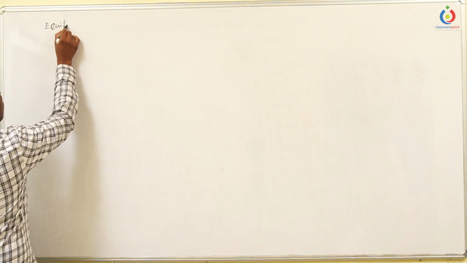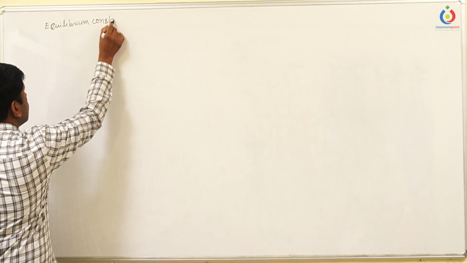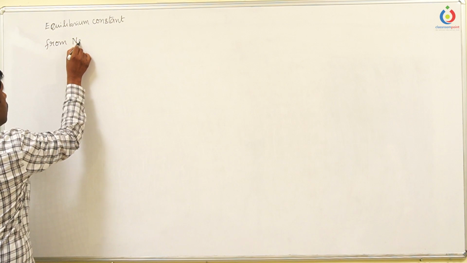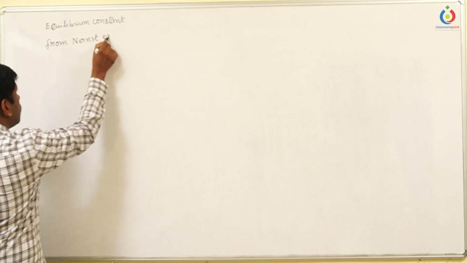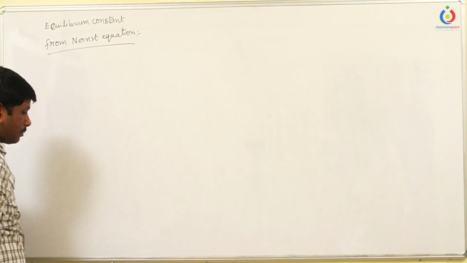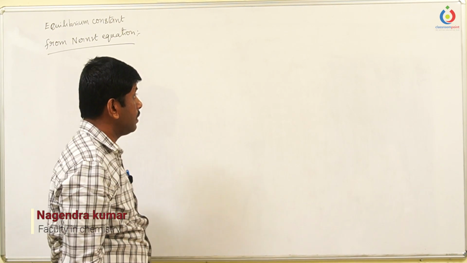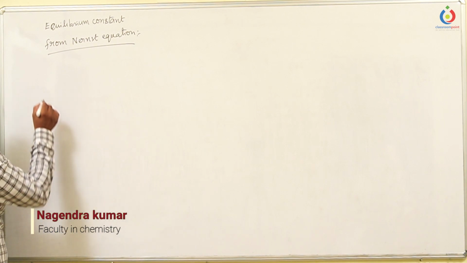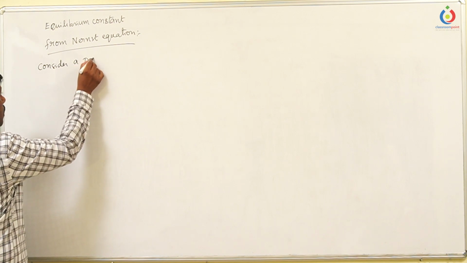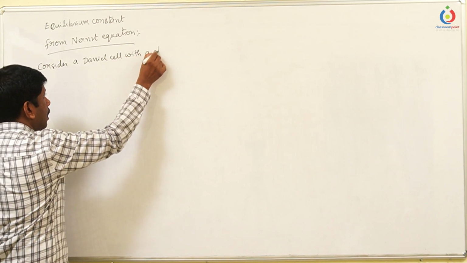Let us try to see now equilibrium constant from the Nernst equation. So here, while getting the equilibrium constant using the Nernst equation, there is a condition that we consider a Daniell cell with a closed circuit.